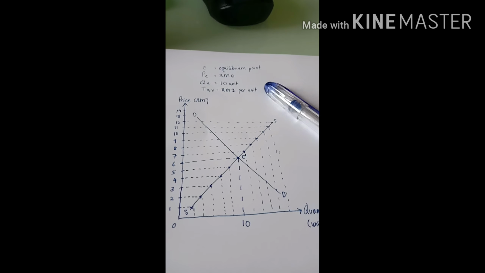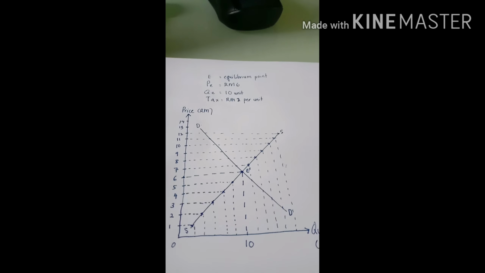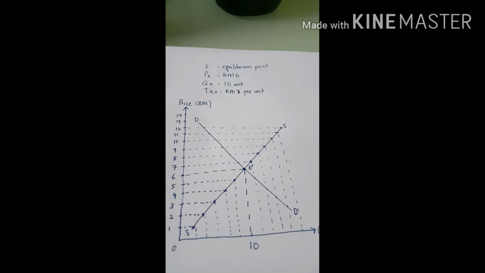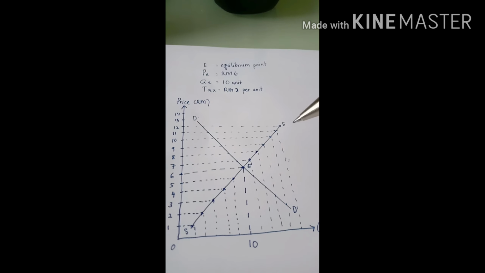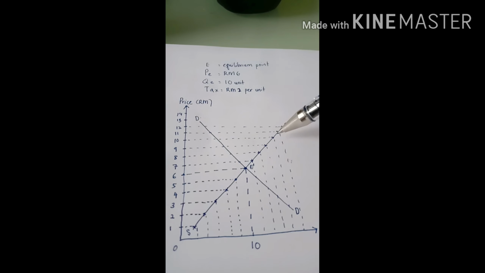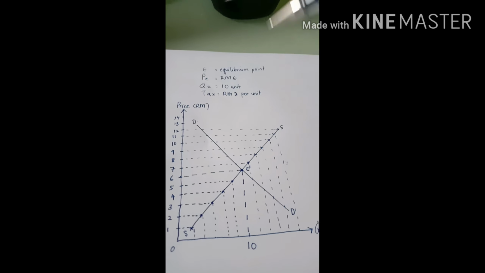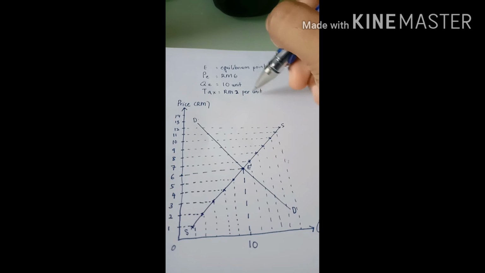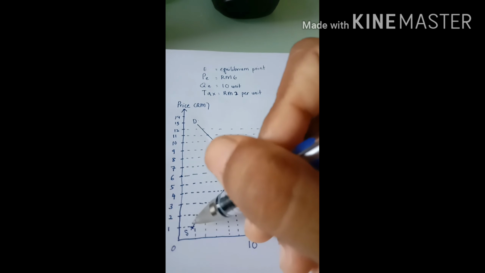Okay, so untuk menjawab soalan yang saya bagi, when government impose tax, dia punya effect on supply curve. So supply curve yang asal yang you lukis ni, each point on supply curve you kena bawa naik mengikut tax yang government impose. For example, I give here tax RM2 per unit.